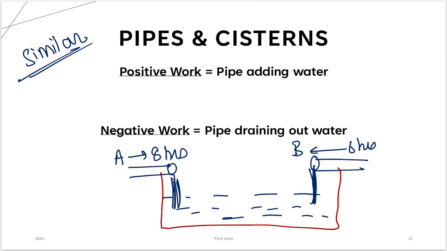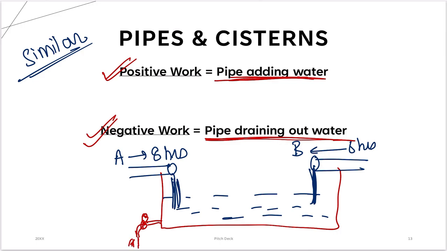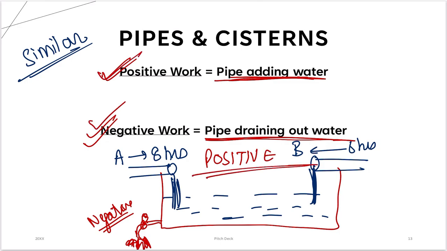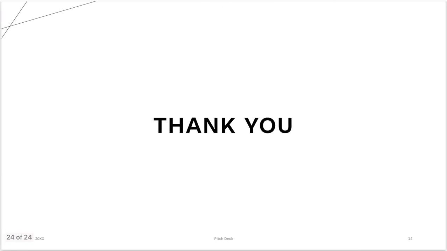For now, you just need to understand what positive work and negative work are in this case. A pipe that adds water is positive work, but a pipe which drains out water, suppose there is a small tap here which is constantly removing water from the tank, is negative work. What these are doing is positive work. I hope this is clear. What are negative work and positive work in the case of pipes and cisterns? A pipe which is adding water is positive work. A pipe which is removing or draining out water is negative work. Right? I hope this is clear.